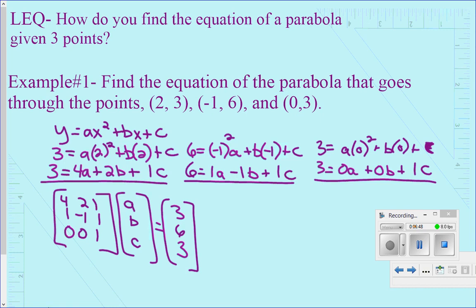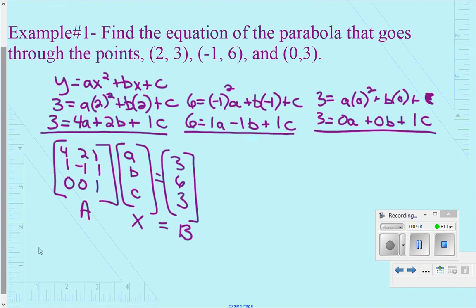If you recall, we called this coefficient matrix A, we called the variable matrix X, and that equals the constant matrix, which we called B. So if you remember how we solved that, we multiplied both sides of the equation by A inverse. And A inverse times A is I.